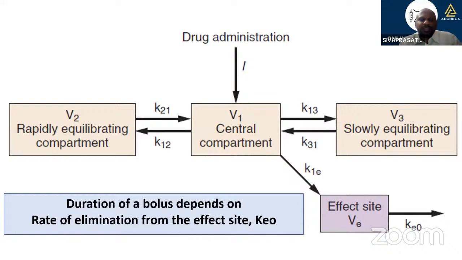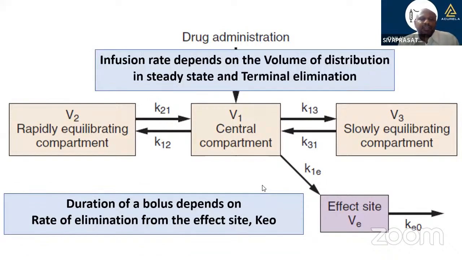The duration of bolus which you give depends on the rate of elimination. This is called the Q factor. The rate of elimination will determine how long the bolus will produce an effect. The infusion rate depends on the volume of distribution at steady state.